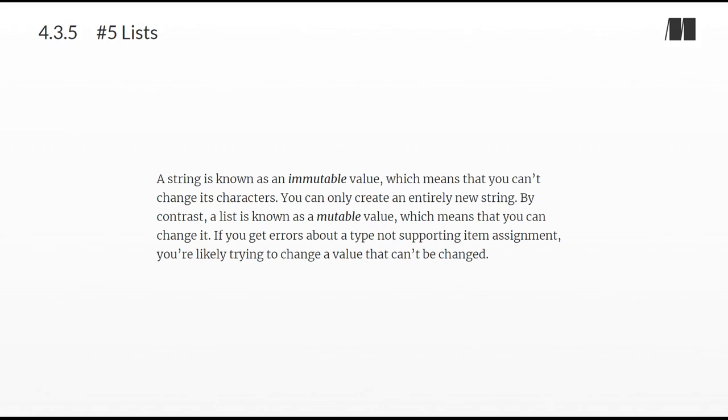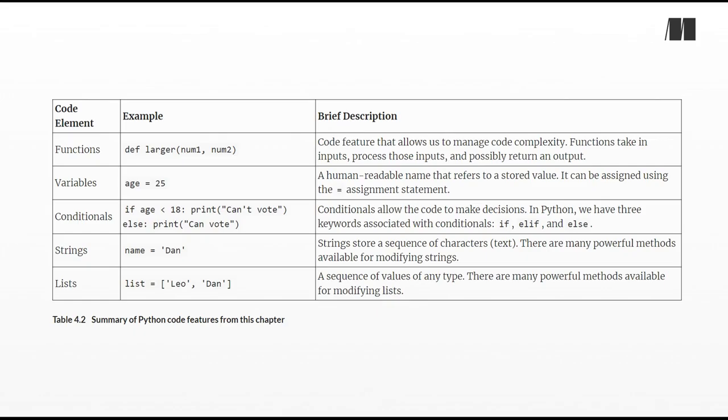In this chapter, we introduced you to 5 of the most common code features in Python. We'll continue with 5 more in the next chapter. We also showed you how you can use the Copilot explanation tool to help you understand what the code is doing, and offered guidance for verifying the veracity of these explanations. Table 4.2 provides a summary of the features we covered in this chapter. Table 4.2. Summary of Python code features from this chapter.